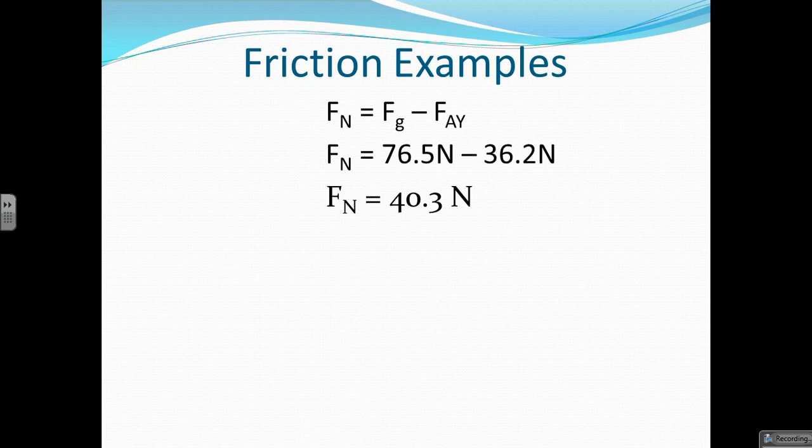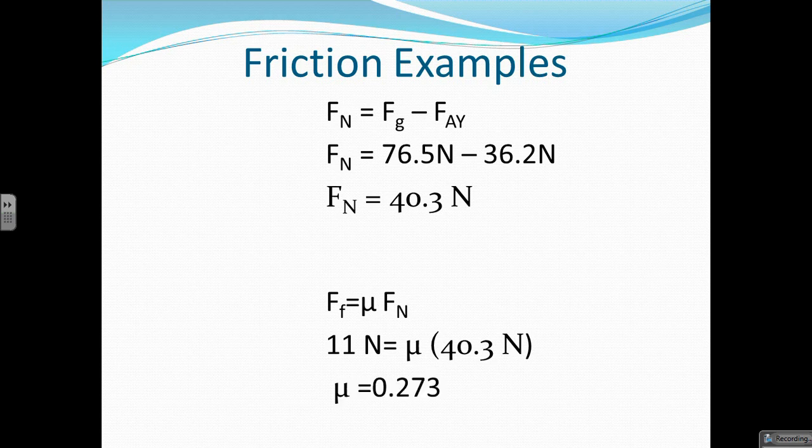Our free body diagram allowed us to figure out exactly what our normal force was. That was the reason for this. And now we can go back to our friction equation. It says force of friction equals our coefficient of friction times normal force. So that's 11 newtons. That was given to us in the problem. And we figured out that our normal force is 40.3 newtons. 11 divided by 40.3 is 0.273, and that is unitless because it is a coefficient. That wraps it up for frictional force.